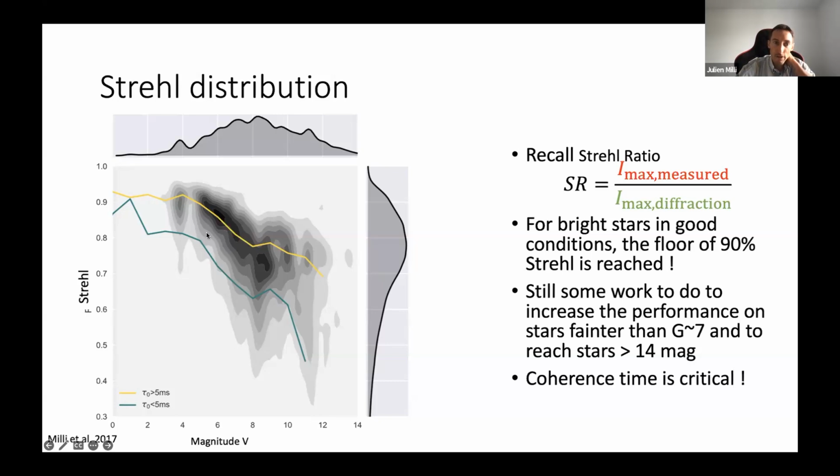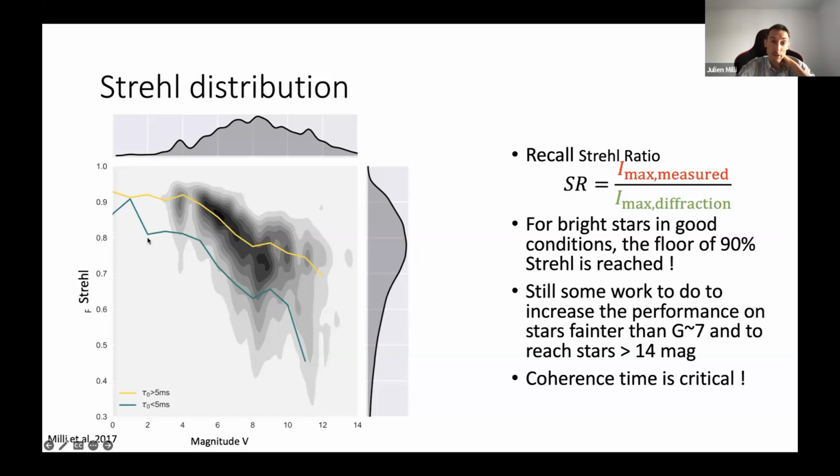What you see in this plot is a summary of the performance of the SPHERE instrument, with the Strehl plotted vertically as a function of the visible magnitude of your target. And you actually see that we're not always at 90% Strehl as we were maybe expecting at the beginning. We are there for bright targets in good conditions, but as soon as the target gets fainter, maybe fainter than a visual magnitude of 7 or 8, then you see the Strehl is dropping.